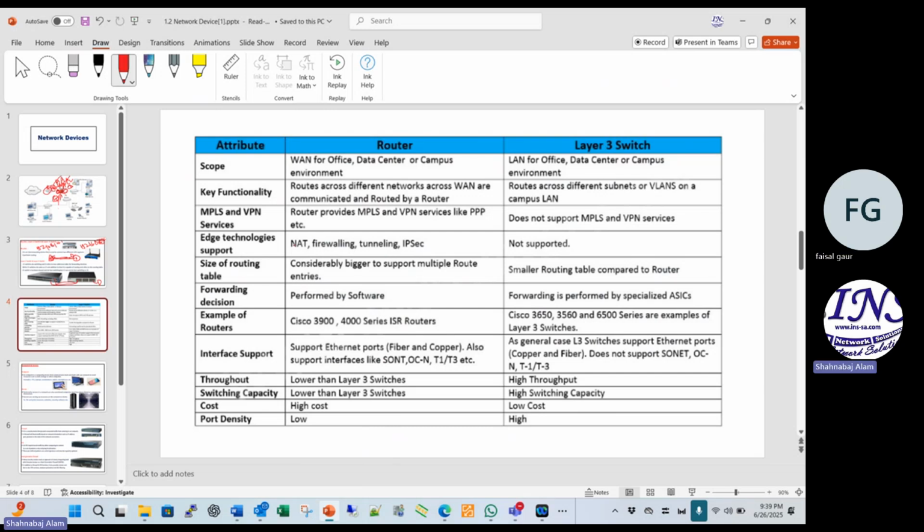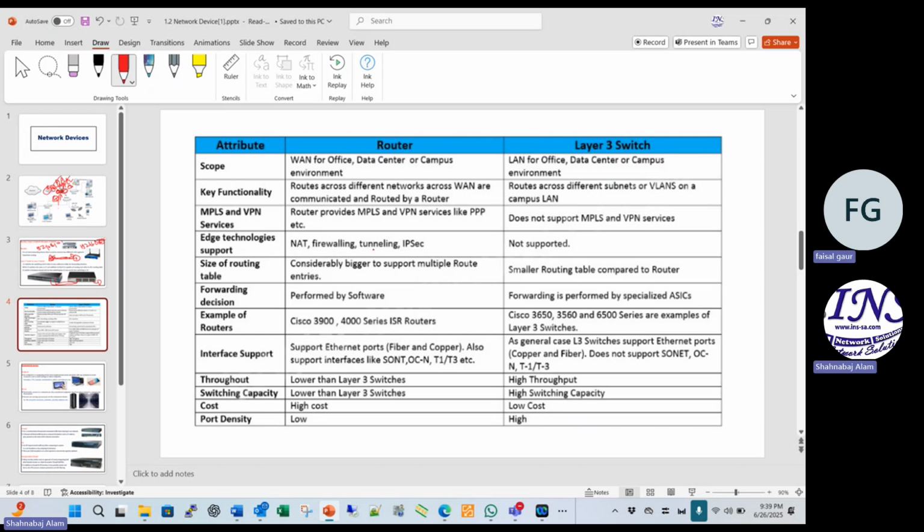So yeah, network address translation, edge technology support. Sorry, I did not explain about this. The layer 3 switch does not support MPLS and VPN, but routers support both. MPLS and VPN are both features in the router.